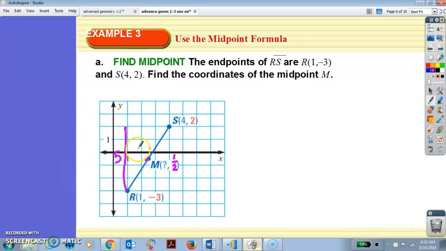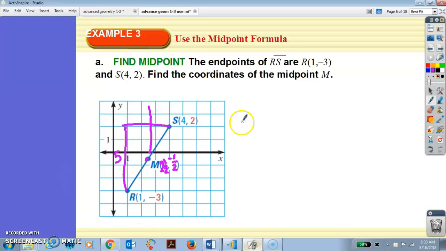And then for your x values, you're going from an x value of 1 to an x value of 4. So that's a difference of 3. 3 divided by 2 is 1.5. So 1, 2, 2.5. So you're at 2.5, negative 1/2.